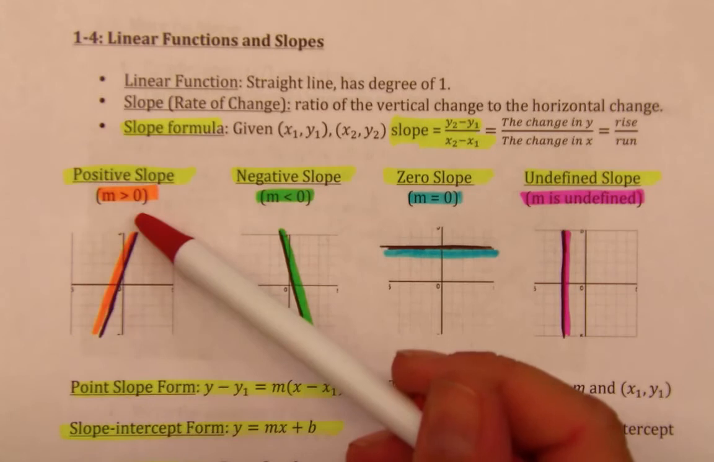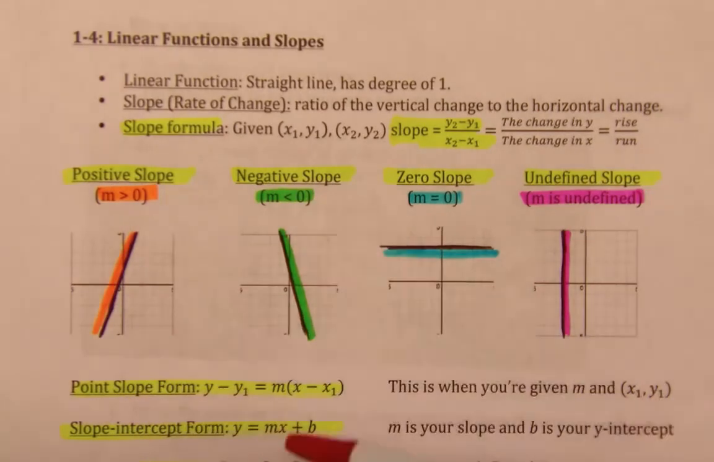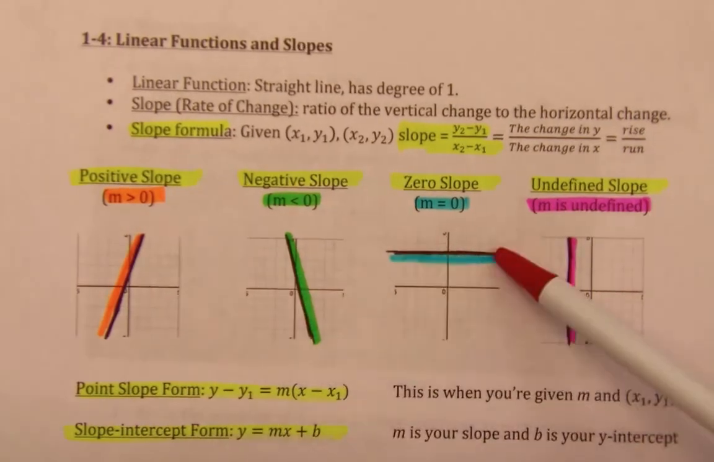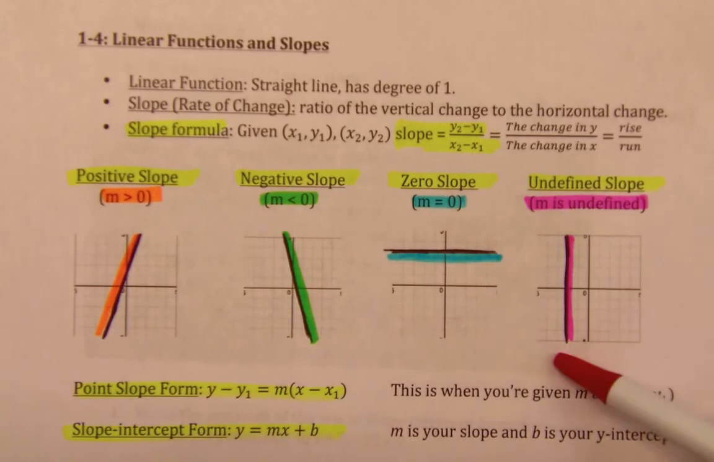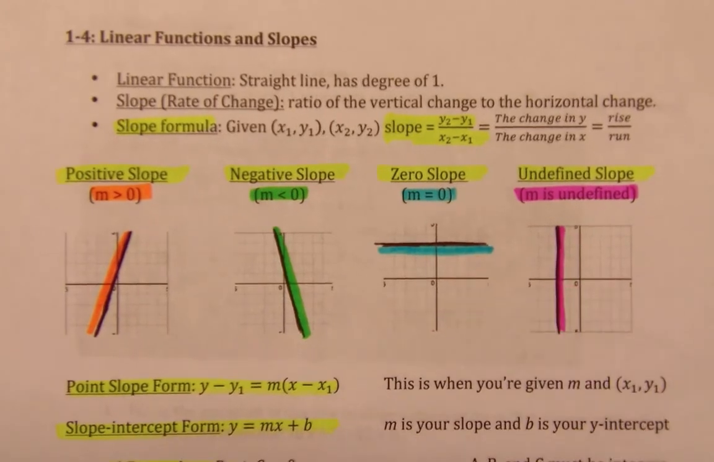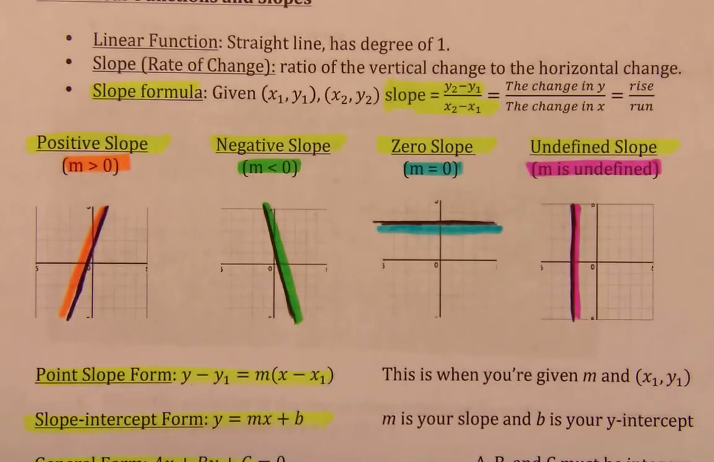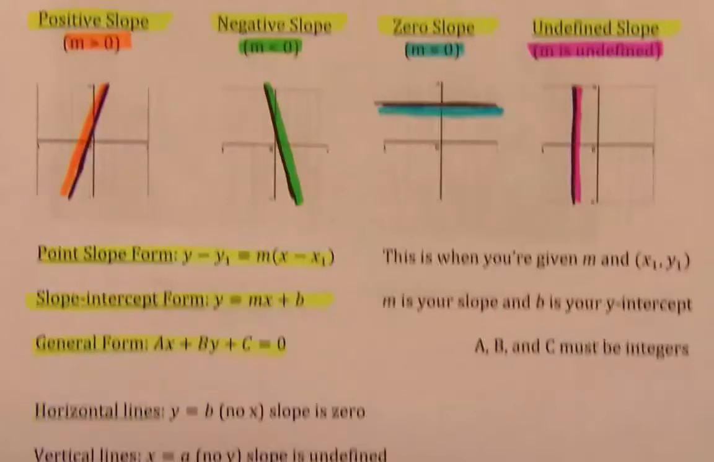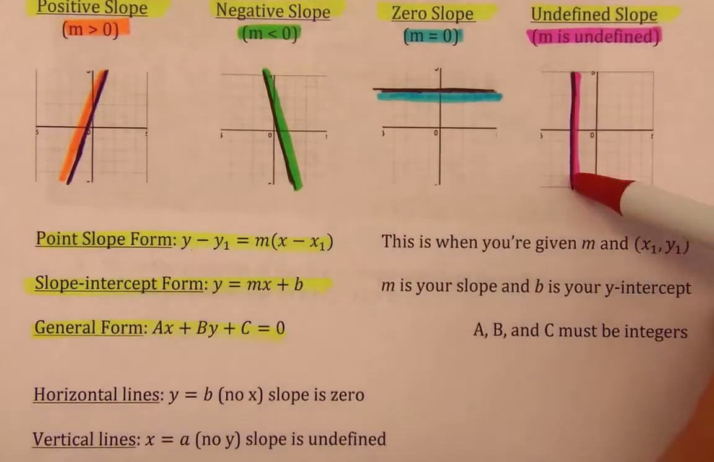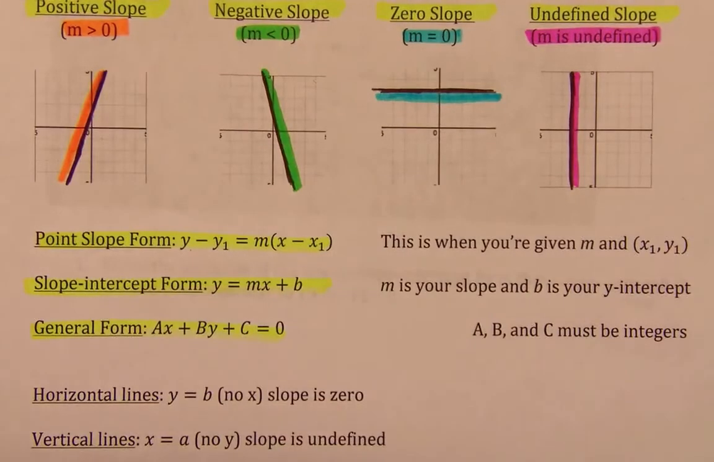Now we can talk about a positive slope. This would be a positive slope here. We can talk about negative slopes. We can talk about zero slope and undefined slope. These are the two that people confuse the most. If you have a horizontal line, it has a zero slope. If it's a vertical line, it's undefined. There is no slope. It's also not a function. It doesn't pass the vertical line test, so we know it's not a function.